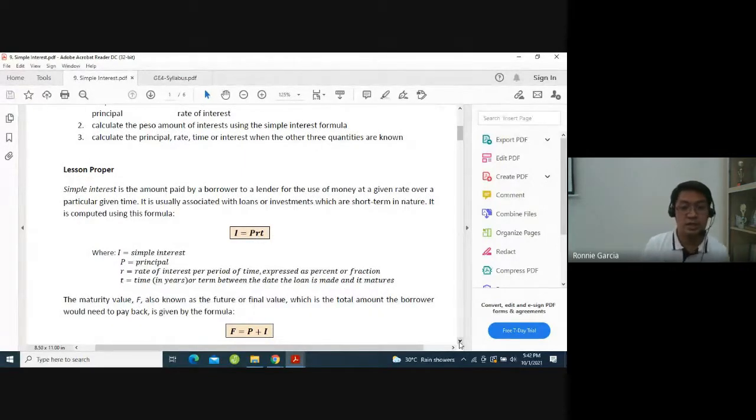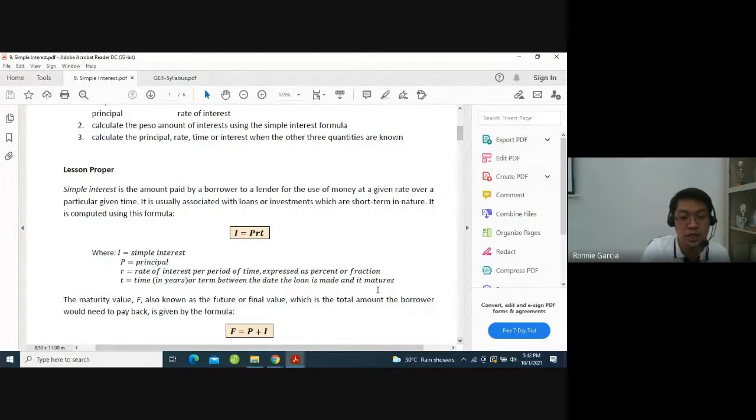Please take note of this. Maturity value F is equal to the principal, the amount borrowed, plus the I, the amount of interest kung pila'y gitubo. That is the value of F. That is the future value, the final value, or the maturity value.